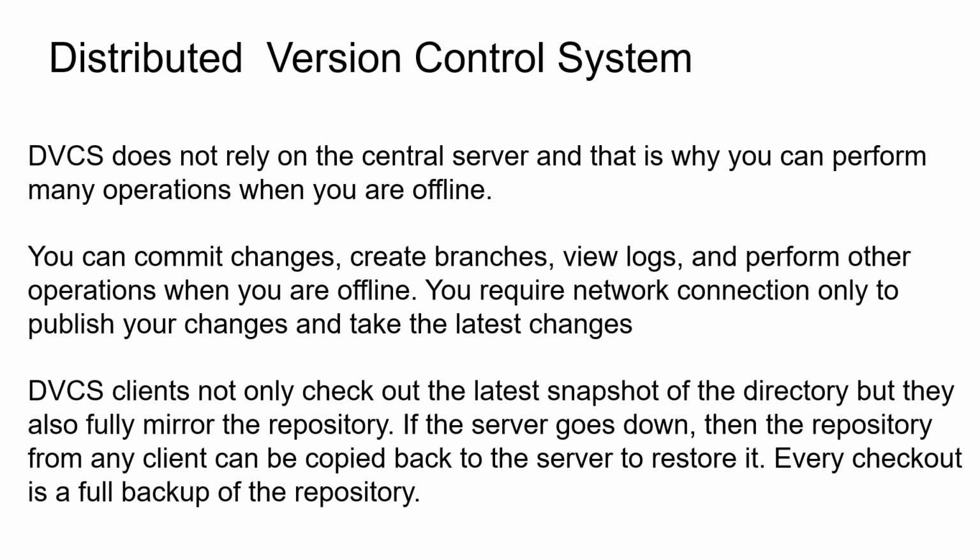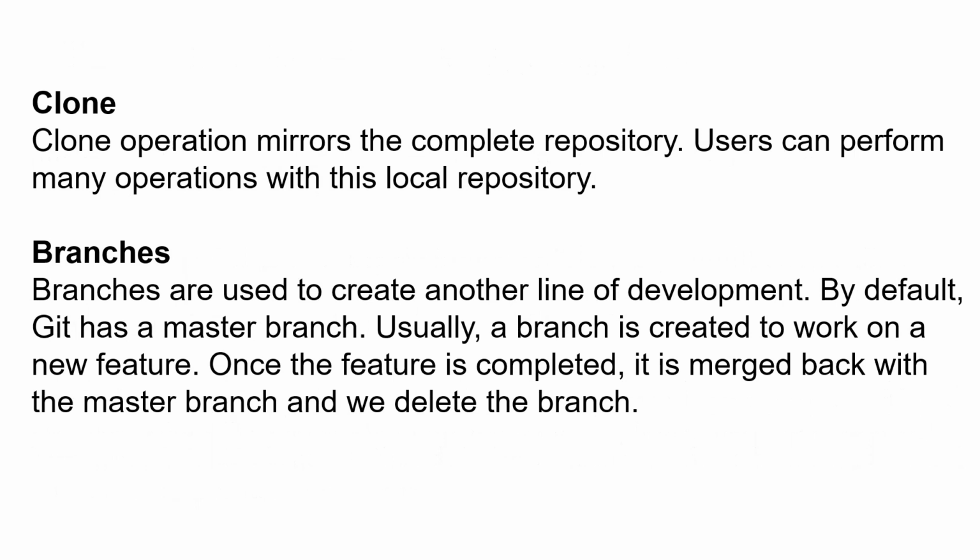Now let's see what the basic concepts in Git are. Cloning. In cloning, it will completely mirror the repository into our local and we can perform many operations with the local repository only. Branch, as the name itself says, is a branch of your code. By default, Git will have a master branch which contains all your existing code. Suppose you have been assigned to work on a new feature, you will create a new branch which can be of anything. Let's say new feature branch. This will be based upon master. From the master branch, we will create a new branch which is called the feature branch.